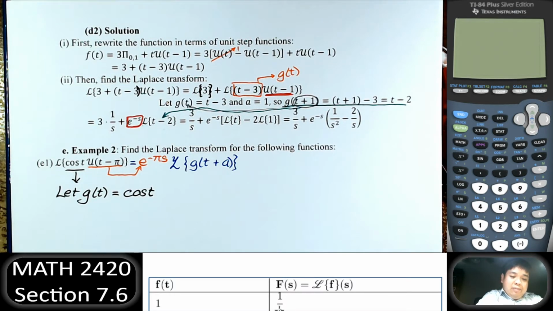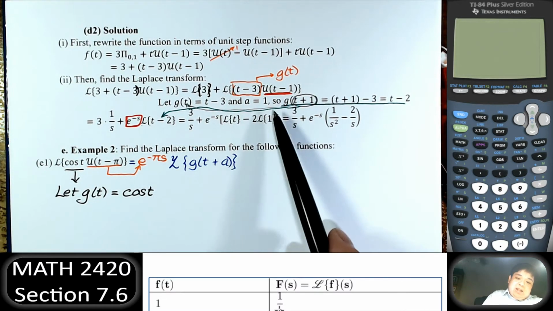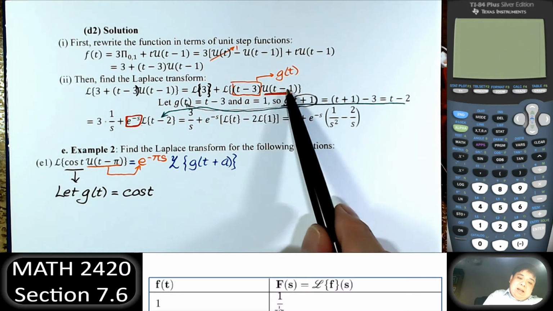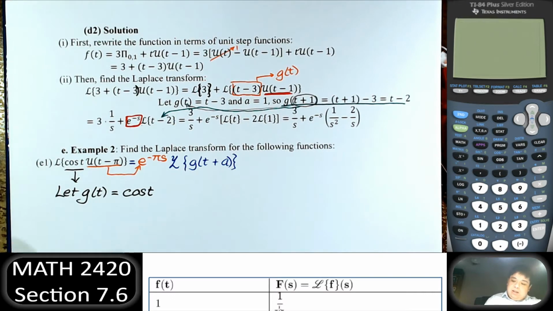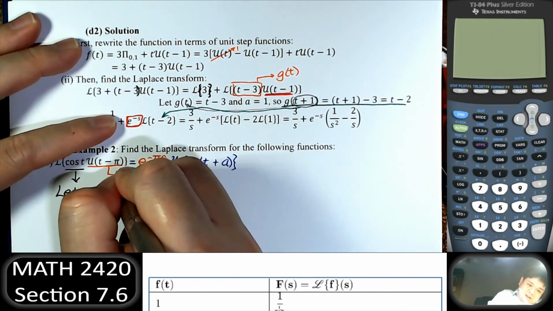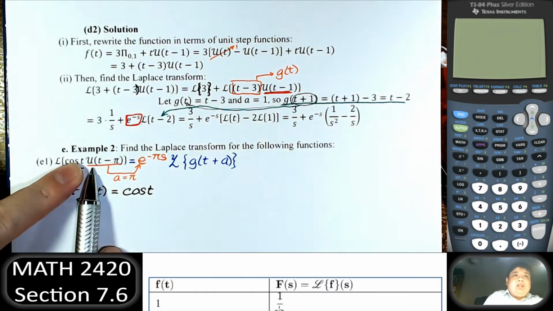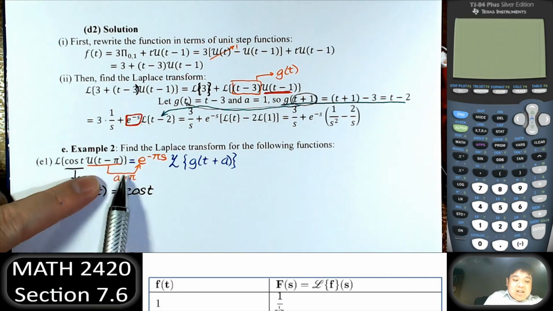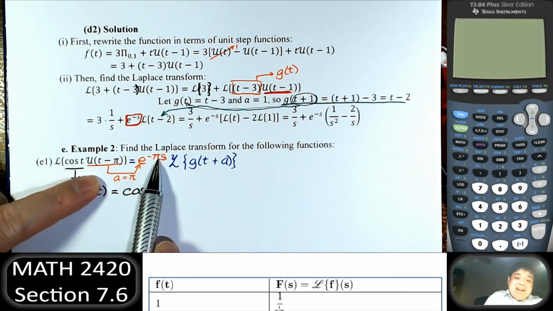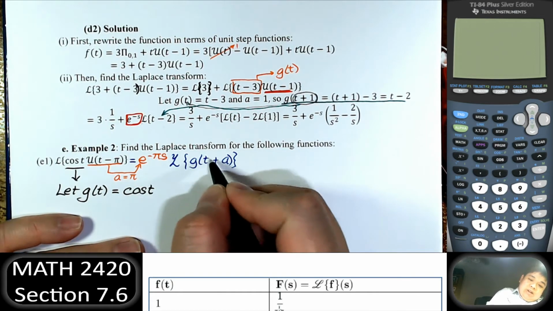Now what is a? Well, in this case, a is whatever that number is. Just like in the last form, where a is 1. So in this case, a is pi. Yeah. So when we have the unit step function of t minus pi, a is equal to that, and then we have e to the negative as. Right. Now if g of t is this, we need g of t plus a.